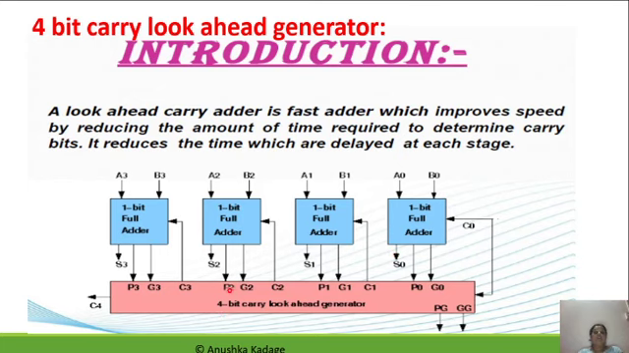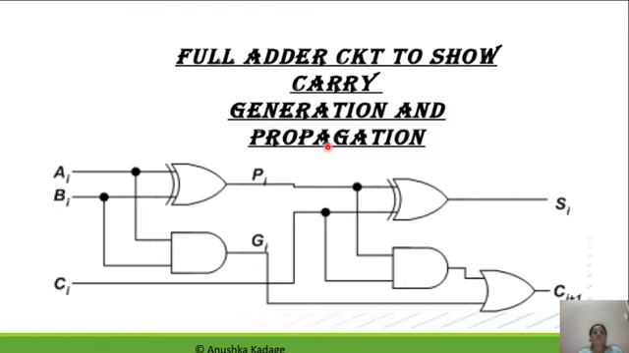Instead of that, a block mentioned in pink color, named the 4-bit carry look ahead generator, is present. And that's how it is going to do the fast addition operation, and it will improve the speed by reducing the amount of time required to determine the carry bits. And this is how it is going to reduce the time delayed at each of the stages. So let's see how this whole process works logically.